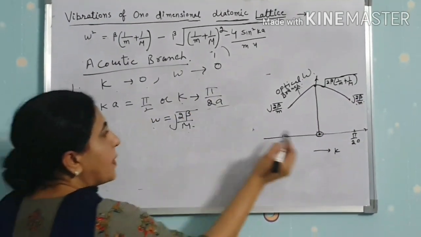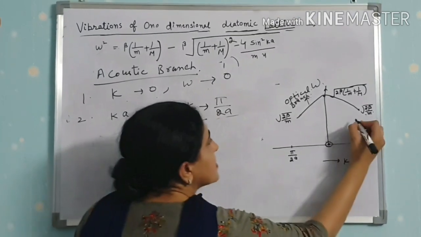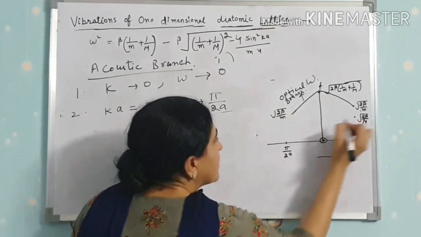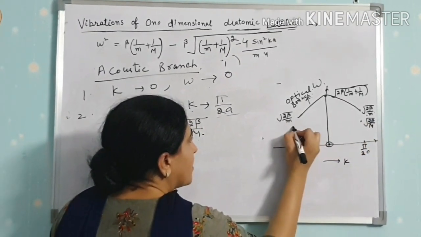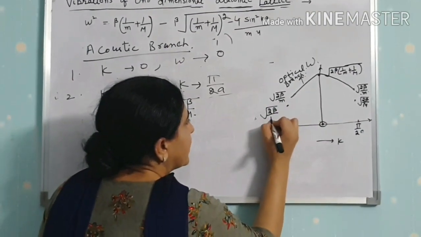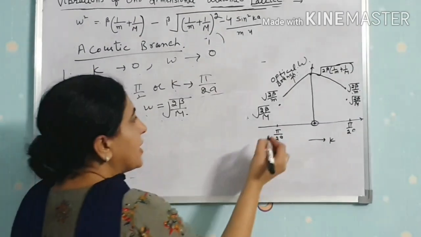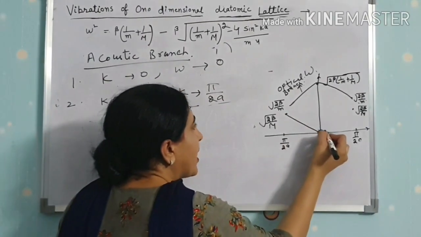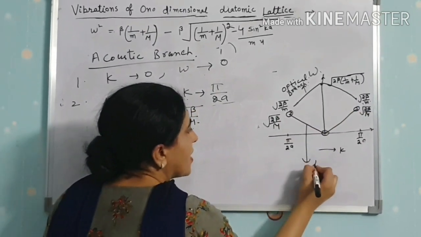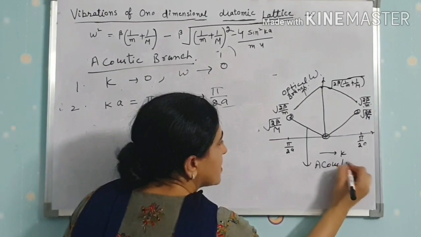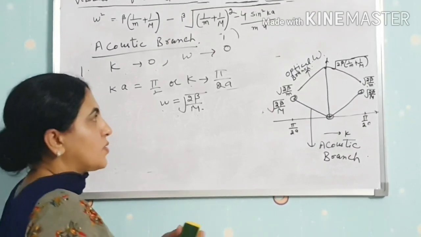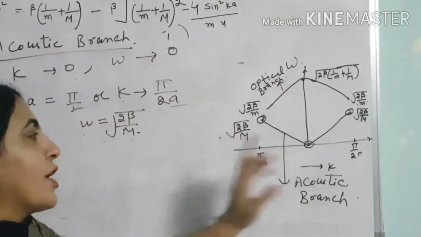So when k is pi by 2a, omega is here, under root 2 beta by capital M. Same on the left side, under root 2 beta by capital M. Clear? So join this point and this point. This graph is for the acoustic branch. So this is for the optical branch, and this is for the acoustic branch.